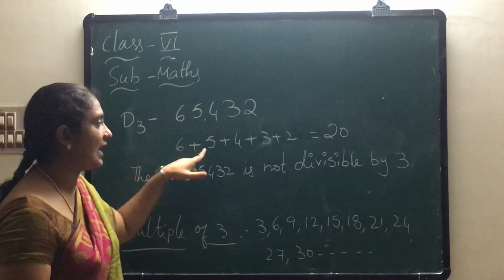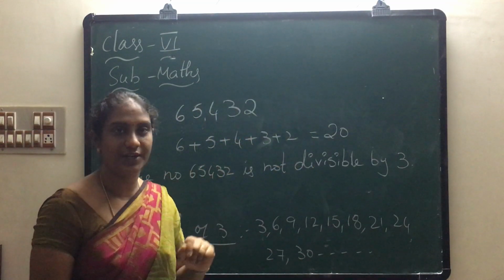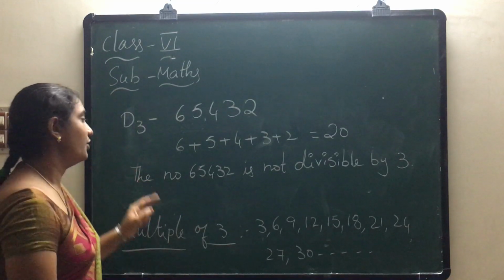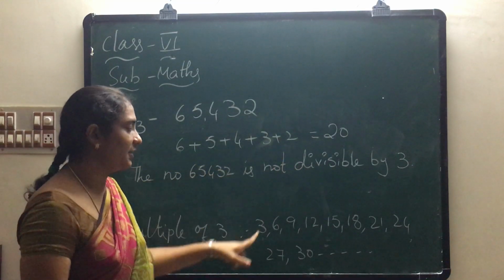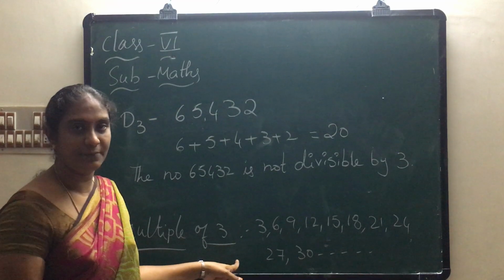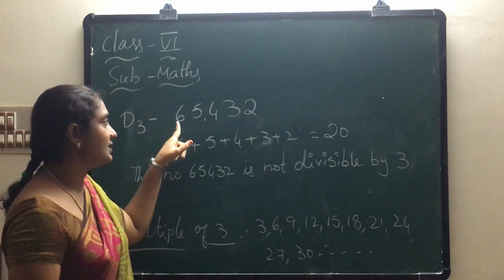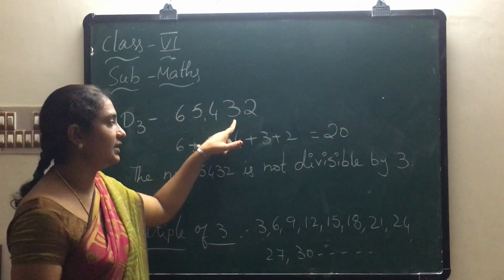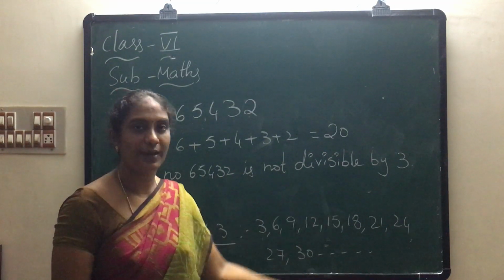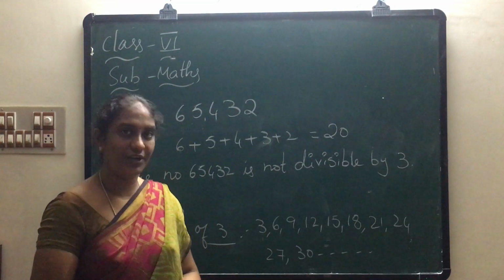Okay, total by adding all the numbers, how much did we get? 20. Now, is the number 20 a multiple of 3? No, the number 20 is not a multiple of 3. So, the number 65,432 is not divisible by 3. Okay children, do you understand?